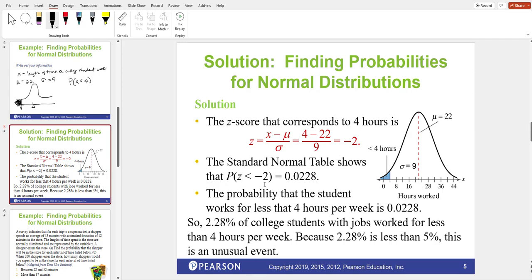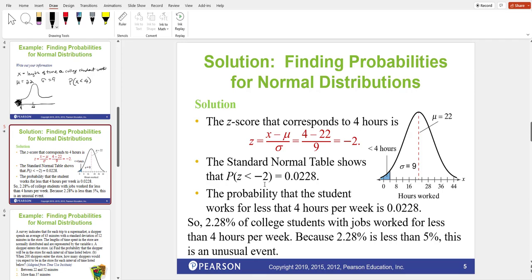Then you can go ahead and use the standard normal table and look for the area to the left of negative 2. I'm not going to go back and show you the table because, like I said, I did that in the previous video. But the answer would be 0.0228. So the probability that the student works for less than 4 hours per week is 0.0228. So that's one way of doing it.